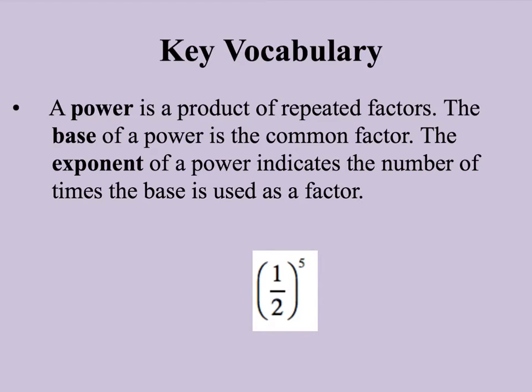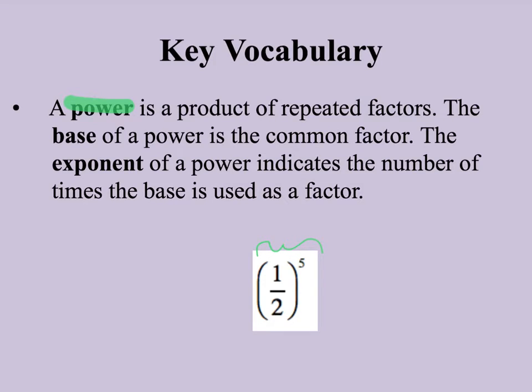Let's first start out with understanding some key vocabulary. The first word on our list is power. A power is a product of repeated factors. Within our diagram below, you will notice that the power is this entire picture. 1/2 to the 5th power is what we call the power. It is a product of repeated factors, which means 1/2 is used as a factor 5 whole times.